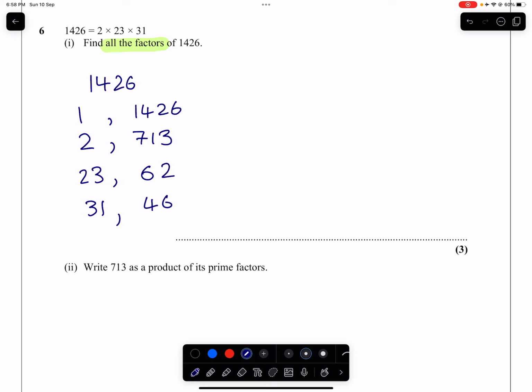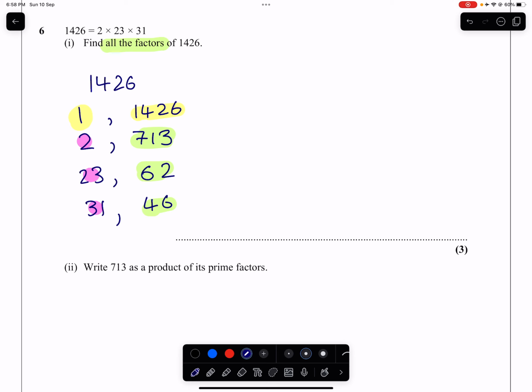So using our knowledge of the fact that anything can be divided by itself and 1, and using the numbers that are here in terms of dividing 1426 by those 3 numbers, like I've done here, here, and here, we end up with another 3 factors there, and of course those 2 factors there.